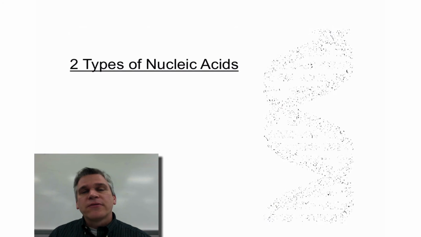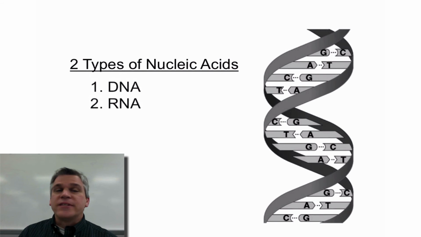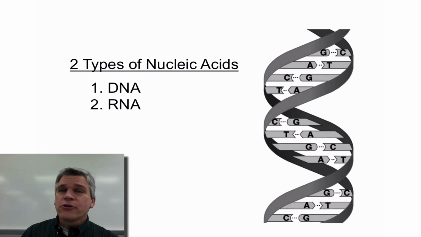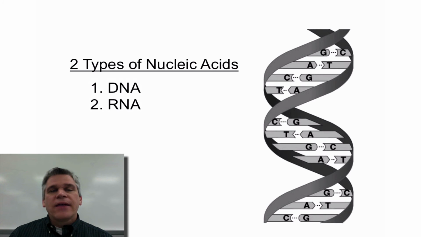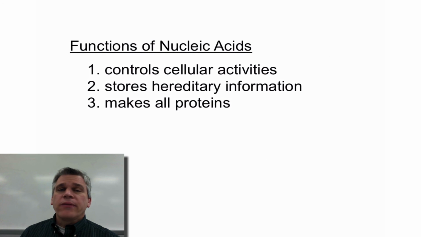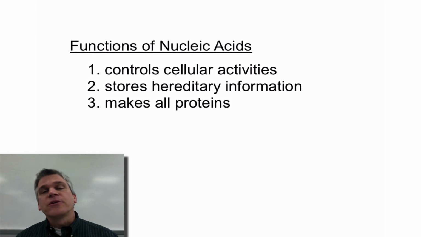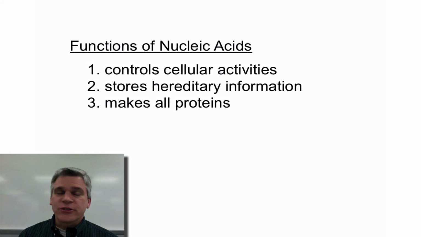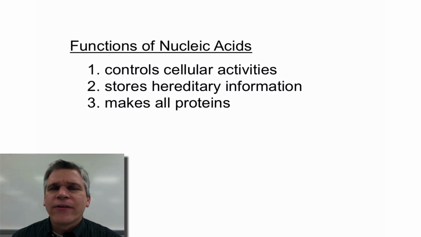Now, there are 2 types of nucleic acids. We have DNA and RNA. I'm sure all of you have heard of DNA, deoxyribonucleic acid. The other is RNA, or ribonucleic acid. What do these things do? Well, they do a whole lot for us. They help to control all of our cell activity. So all these things that are going on inside of our cells are all controlled by the DNA and the RNA. It helps us store hereditary information.